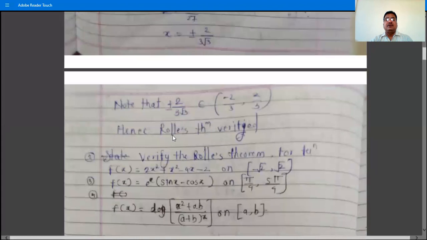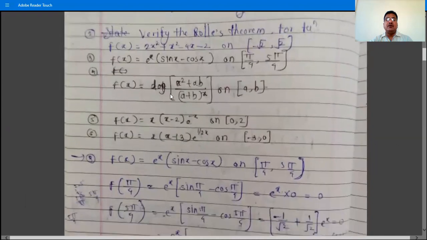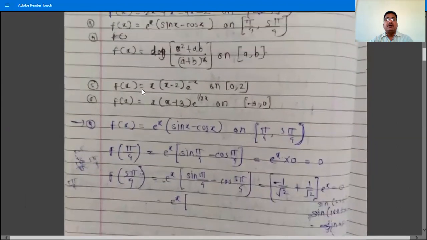So next, verify Rolle's theorem for the function, again the same kind of polynomial function. First find the value at the first point and the last point. So these are the problems for homework. The answer of the third problem: f(x) is equal to e raised to x, sin x minus cos x on the interval [pi by 4, 5 pi by 4].